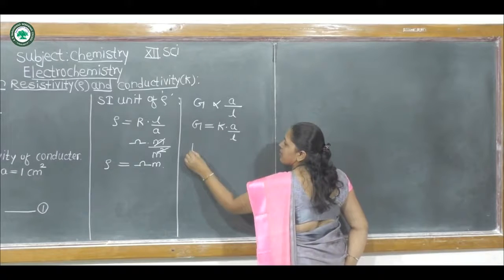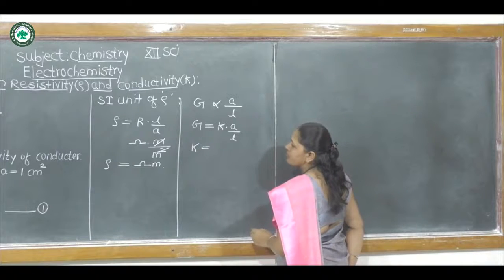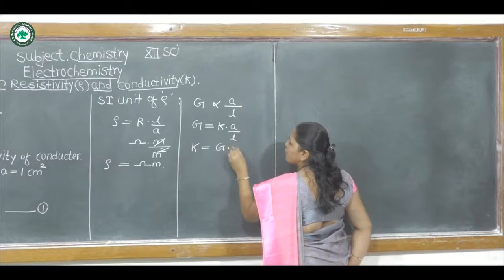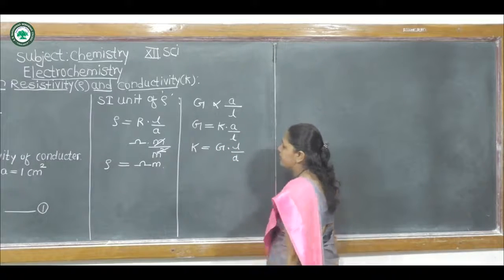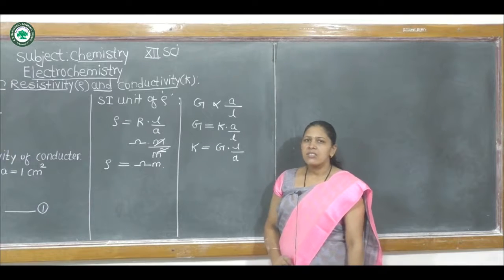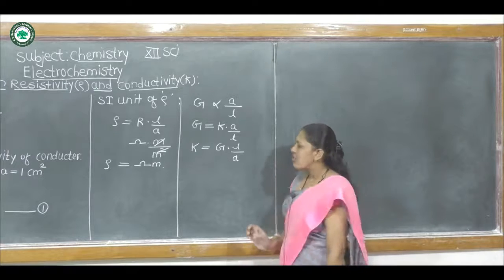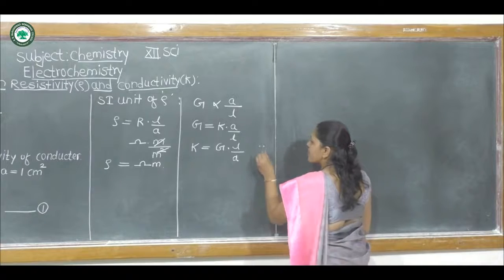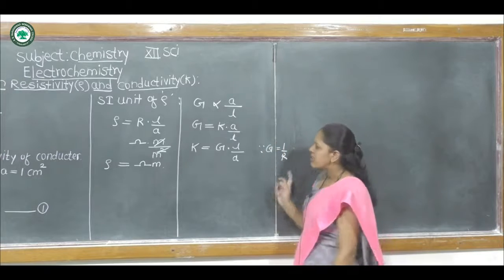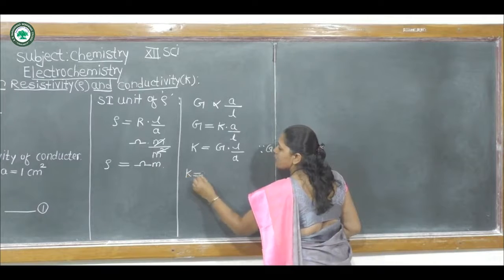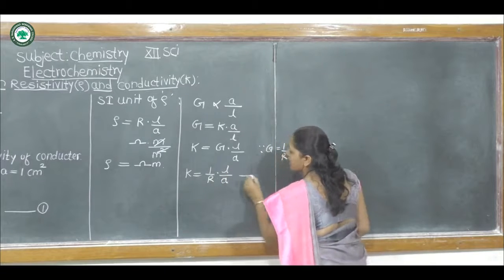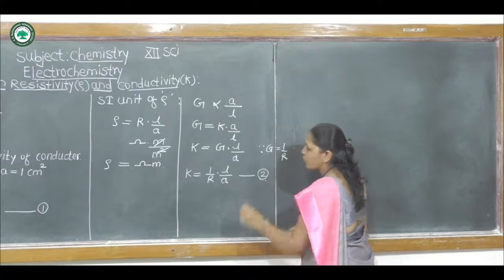Then K is equal to G into L upon A. We know that G is the conductance of electrolytic solution, which is the reciprocal of resistance. By substituting this value, K is equal to 1 upon R into L upon A. Say it as equation number 2.